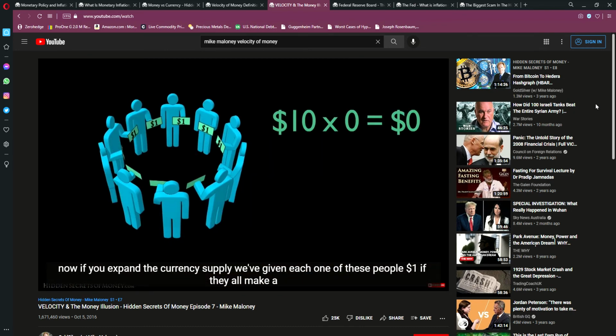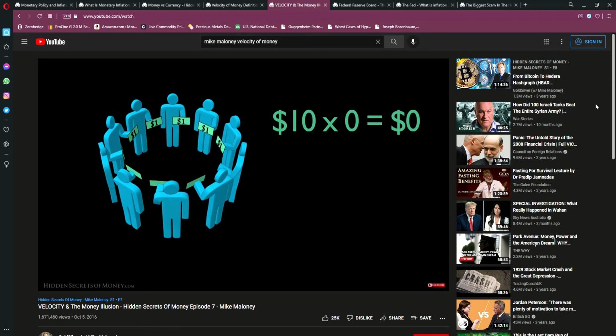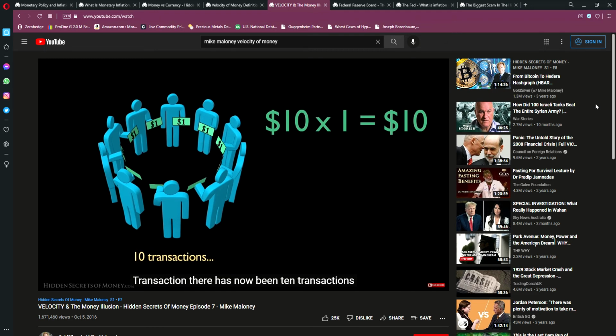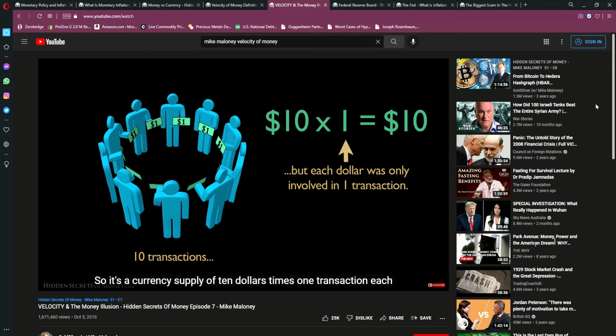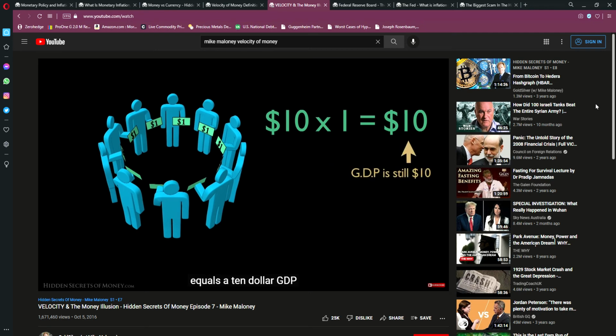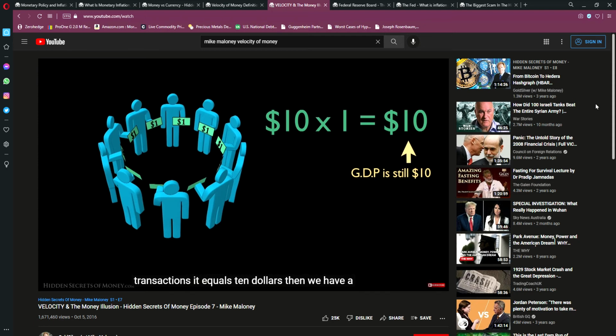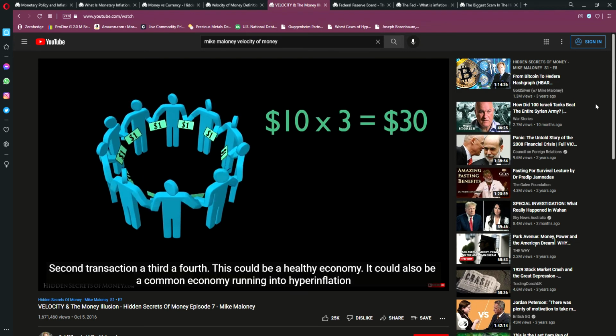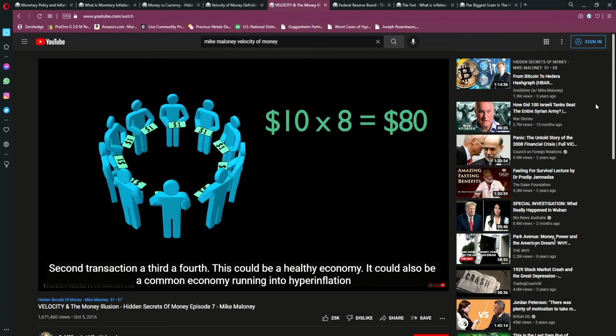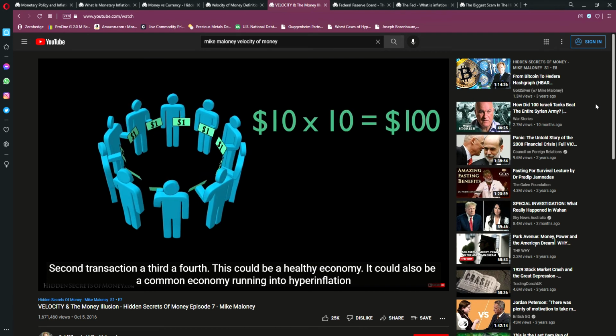Now, if you expand the currency supply, we've given each one of these people $1. If they all make a transaction, there has now been 10 transactions, but each dollar was only involved in one of them. So it's a currency supply of $10 times 1 transaction each equals a $10 GDP. So even though you've got 10 times the currency supply, the economy has the same vibrance. There was 10 transactions, it equals $10. Then we have a second transaction, a third, a fourth. This could be a healthy economy. It could also be an economy running into hyperinflation.